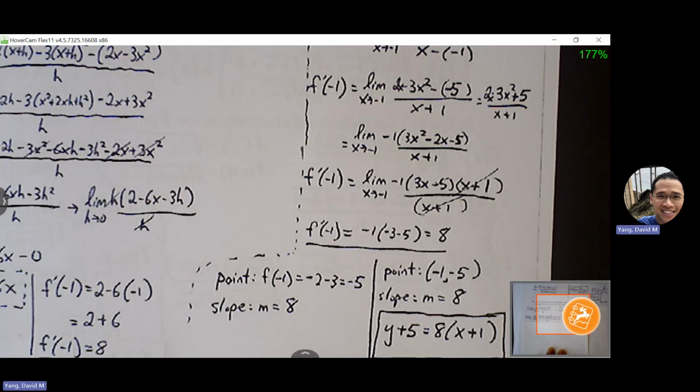X plus 1 cleans out nicely, meaning that the hole has been removed. We reevaluate our limits. We get -3 minus 5, which is -8. -8 times -1 is +8. So this matches with what we did with the general definition. General definition, though, takes us to a formula, and then we plug in -1 to get 8. This one will take us directly to that numeric slope.